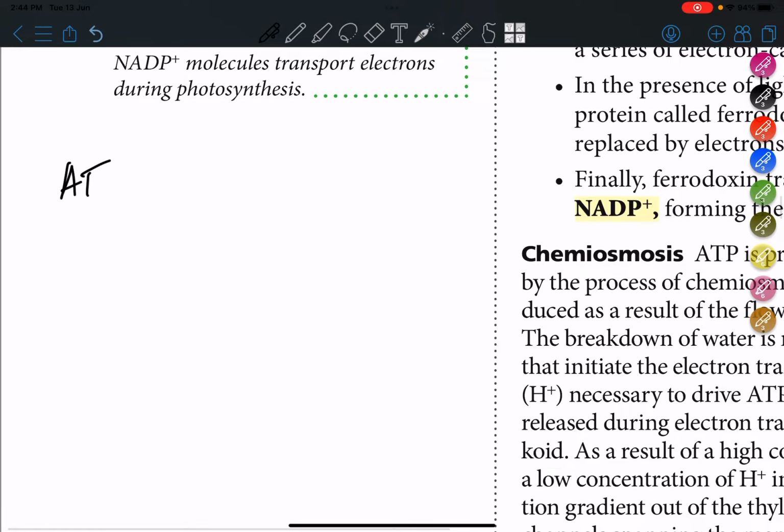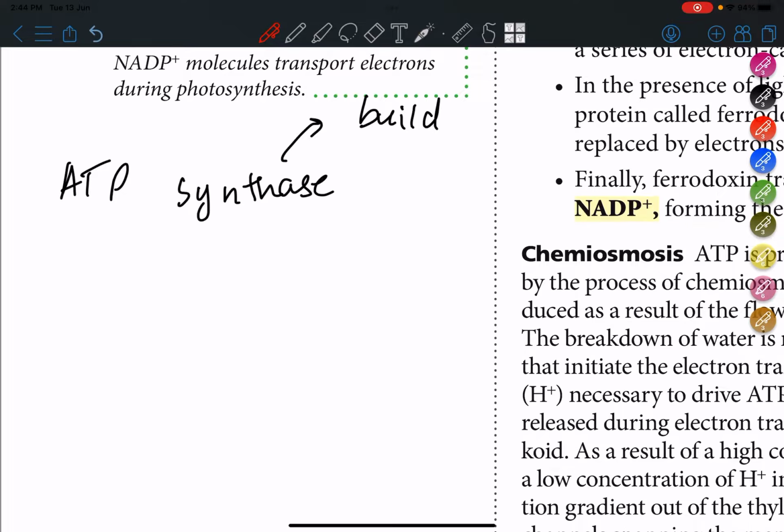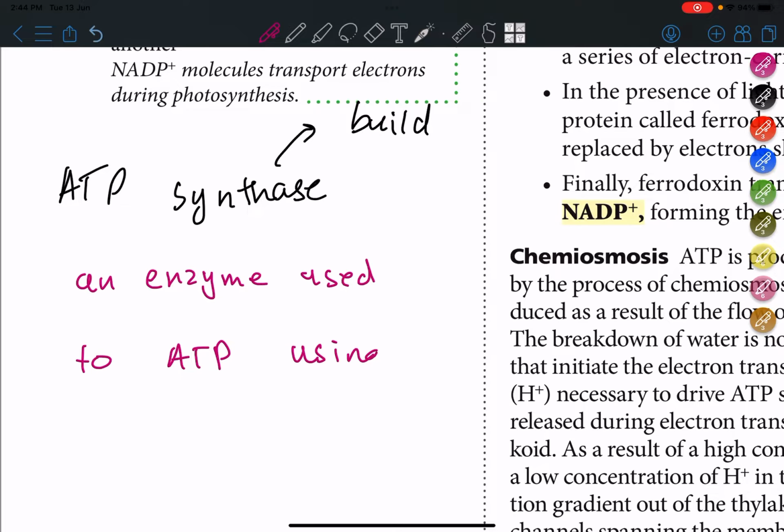So we have ATP synthase, and I'm pretty sure you can figure out its function from the name. We know ATP and we know synthase means to build or to make something, so you've probably concluded that this is an enzyme. So ATP synthase is an enzyme used to synthesize or to make ATP using what we call a proton gradient, and we'll look into more detail into what a proton gradient is in just a minute.